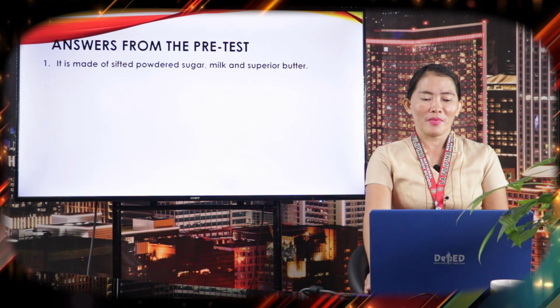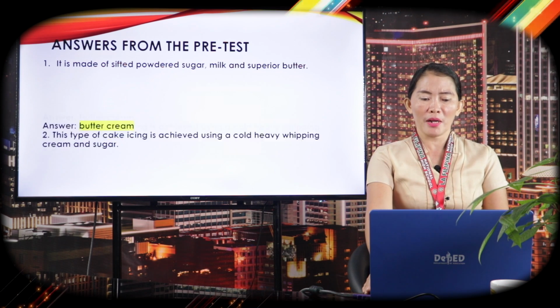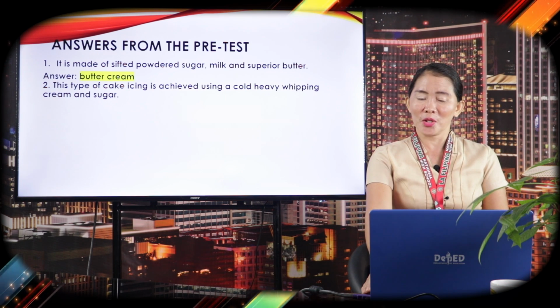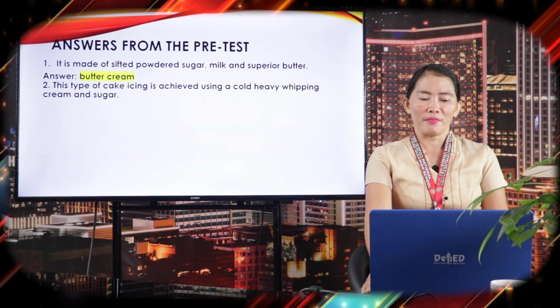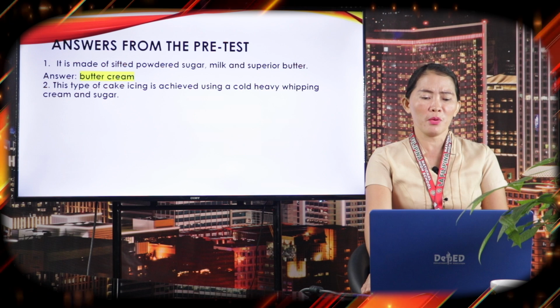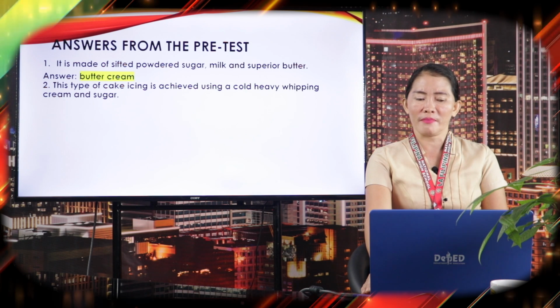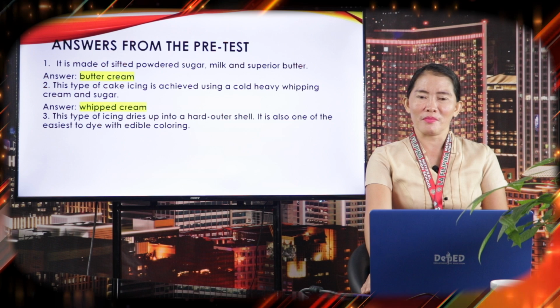Number 1. It is made of sifted powdered sugar, milk, and superior butter. The correct answer is buttercream. Number 2. This type of cake icing is achieved using a cold heavy whipping cream and sugar. The correct answer is whipped cream.